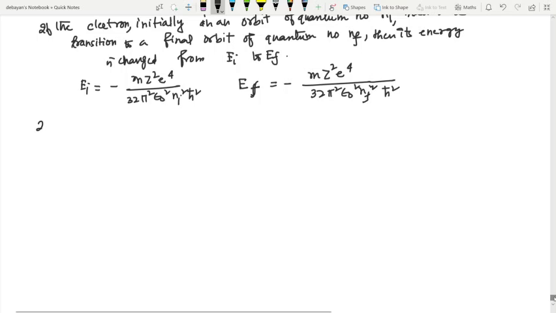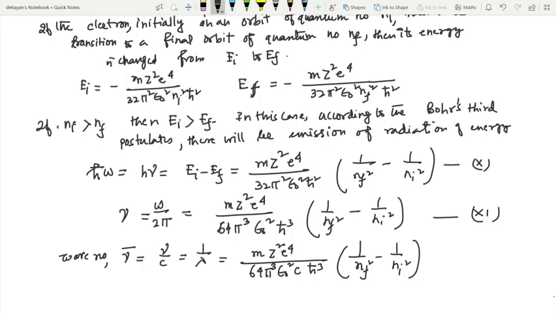So of course, there is a term which is actually called the wave number, denoted by a bar. That is actually frequency divided by c, or 1 by lambda, and that is nothing but m e to the power 4 over 64 pi cube epsilon naught square h bar cube, divided by c. So that is the first equation, because in some cases wave numbers may be given, so that's why we are writing the wave number.